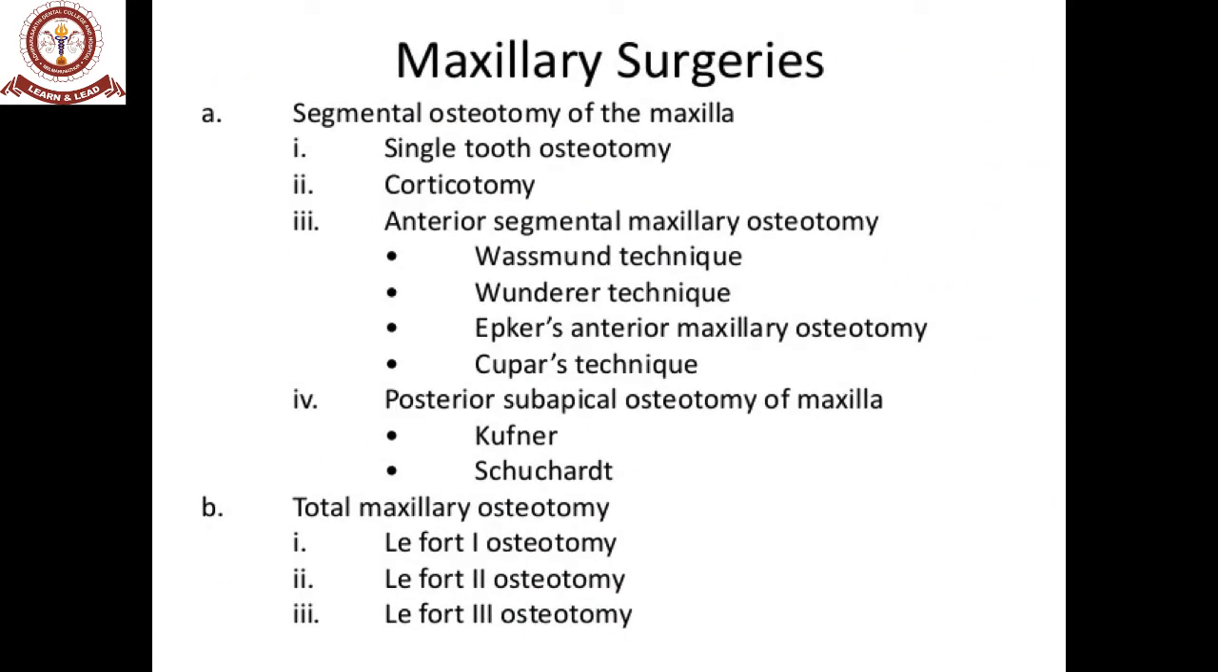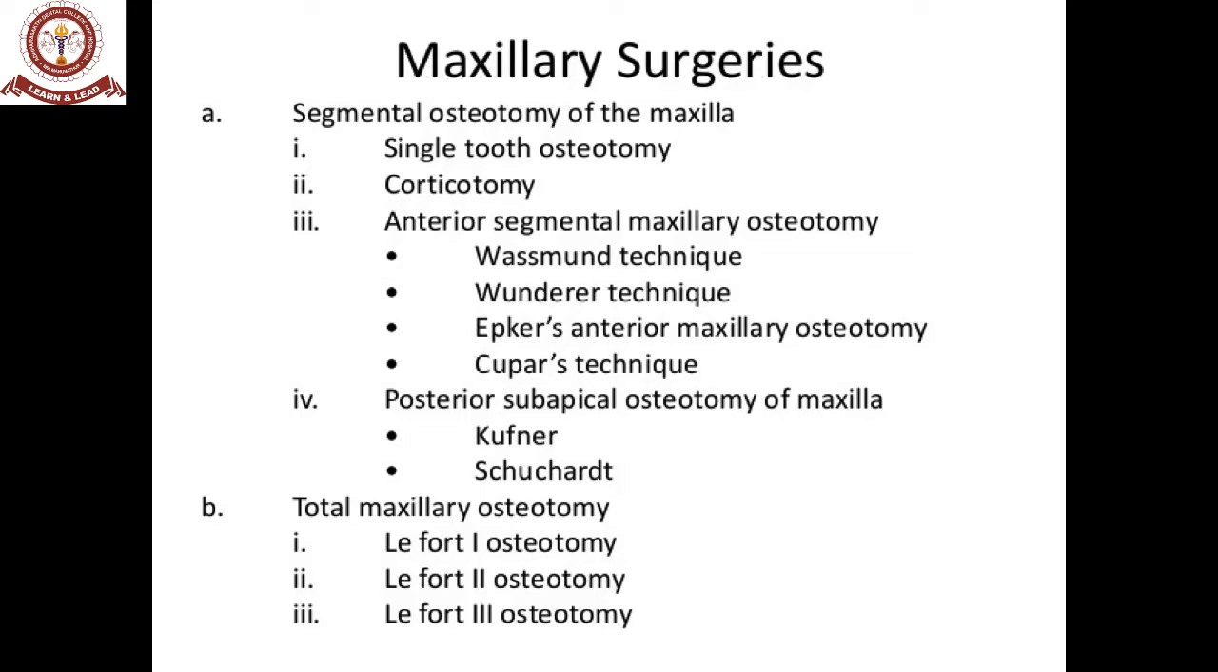Coming on to maxillary surgeries, we have segmental osteotomy of the maxilla and total maxillary osteotomy. You can go through the slide. So segmental osteotomy, in the sense even a single tooth osteotomy can be done. Corticotomy can be done so that the tooth movements can be fastened, and then something called anterior segmental maxillary osteotomy, posterior subapical osteotomy of the maxilla.